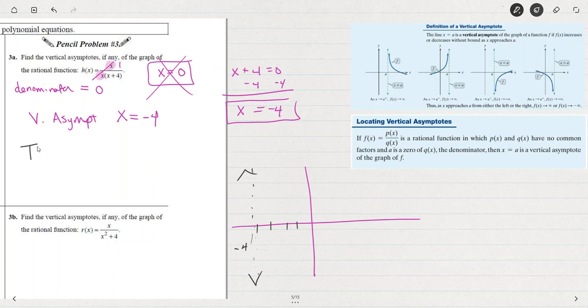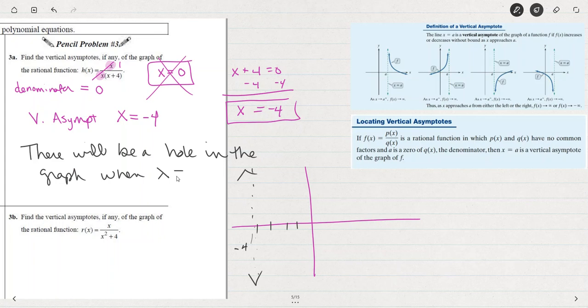However, there will be a hole in the graph when x equals 0. So for example, if the graph of this thing went like this, what I'd have here is that when x equals 0, the graph stops. It has a break in it. And that's what we do with this x equals 0. The other value that made the denominator 0 before we reduced it.